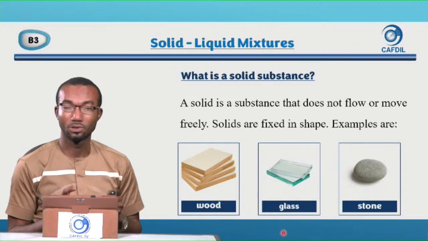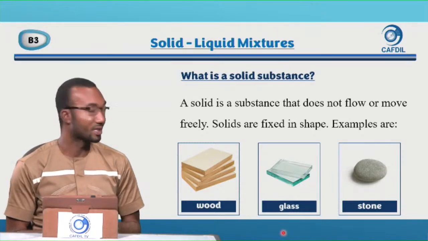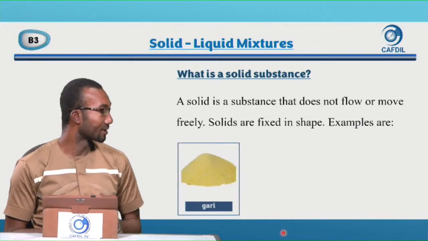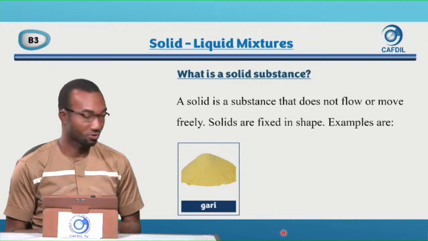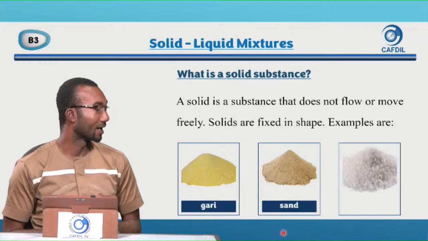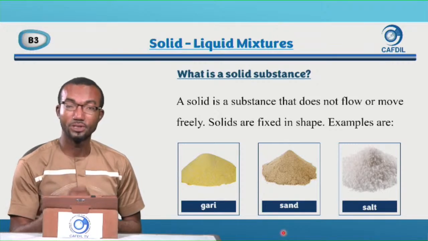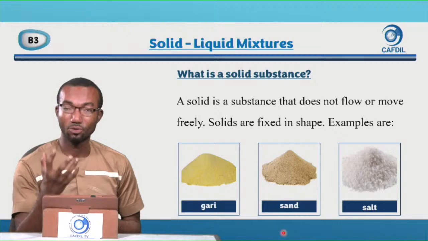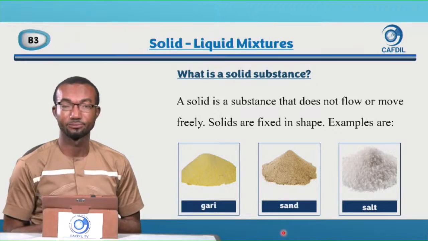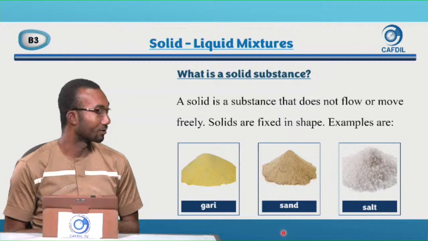Solids do not flow. When we get to liquid, you understand what flows. We have this gari as also an example of solid. We have this sand as an example of solid, and we have this salt as an example of solid. You can hold them. They are fixed in shape, so you can hold it in your hands or palm. So a solid is a substance that does not flow or move freely, and these are examples: gari, sand, and salt.